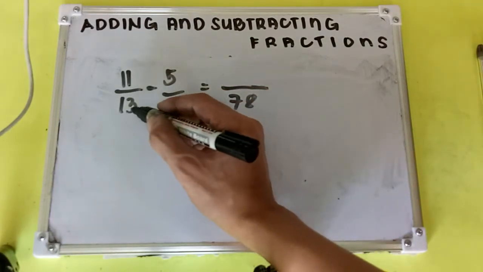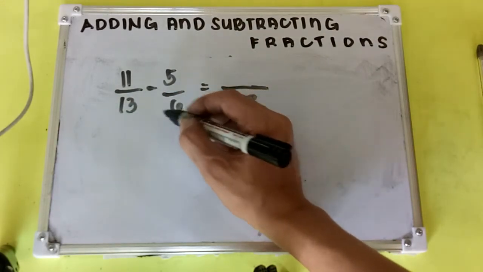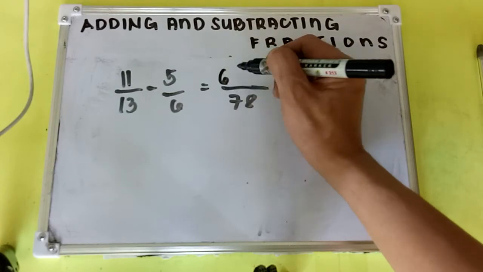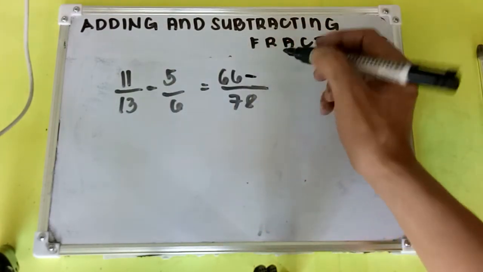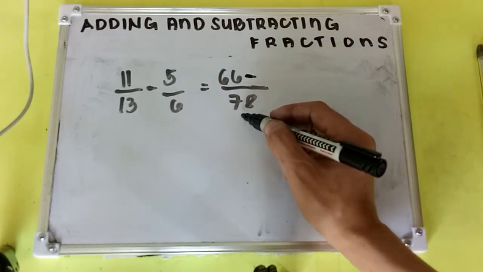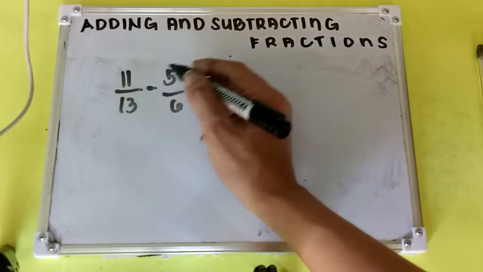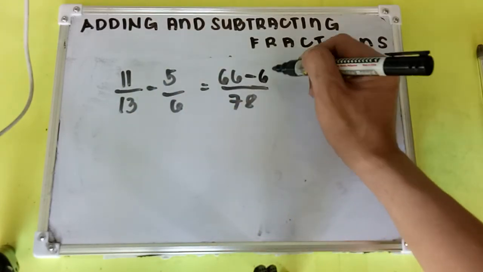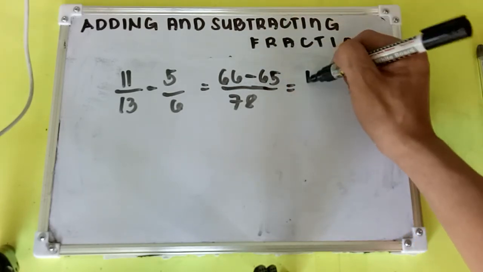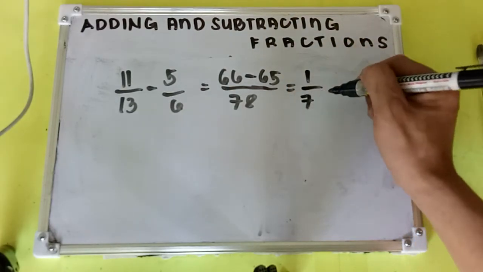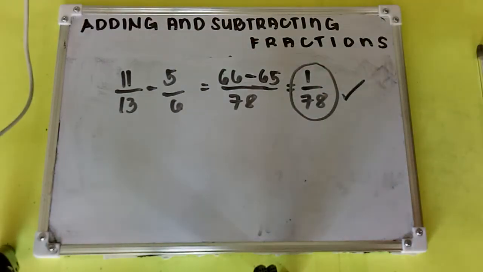78 divided by 13 is 6. 6 multiplied by 11 is 66. Next, operation natin ay minus. 78 divided by 6, ang makukuha niyo ay 13. So 13 multiplied by 5 is 65. So 66 minus 65 is 1, and then we just copy the denominator 78. So 1 over 78, and this will be your final answer.